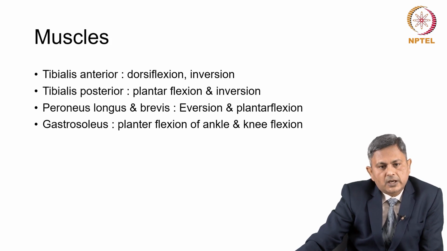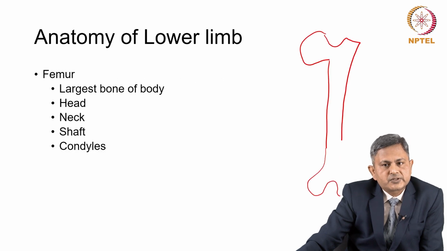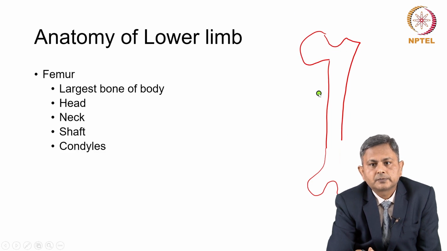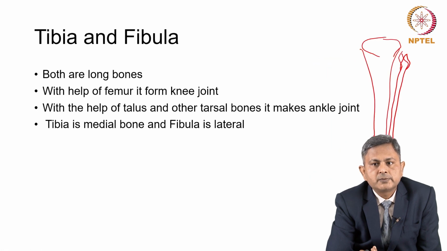Now I am going to revise the anatomy of the lower limb. The femur bone, which is the largest bone, has a head, neck, shaft, and medial and lateral condyles. Then the tibia and fibula: at the upper end they make the knee joint, and at the lower end they make the ankle joint.